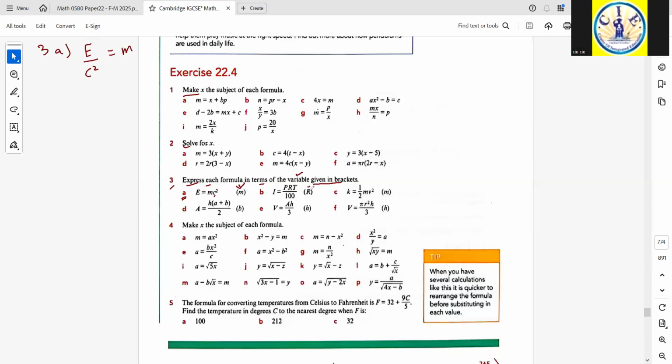Now in part B, when I need to make r the subject, with R, P and T are being multiplied and 100 is being divided. So what I'm going to do straightforwardly is first of all shift this 100 to the other side. It will get multiplied with I, and P and T both will be divided, and R would be left alone on the other side of the equality. That means R has been made the subject.